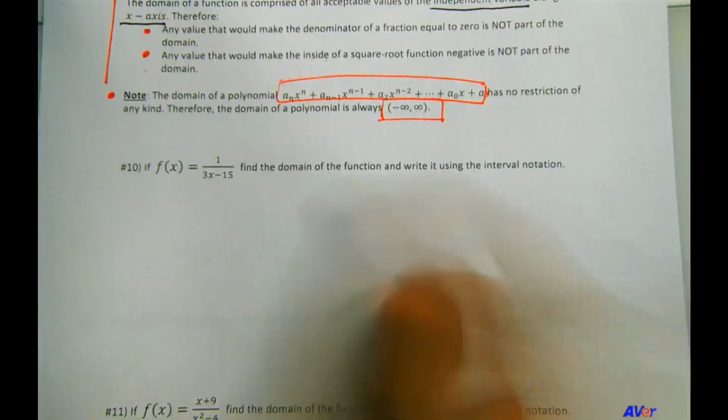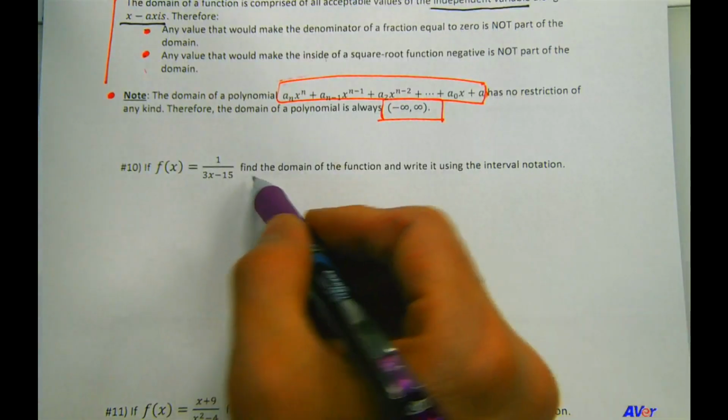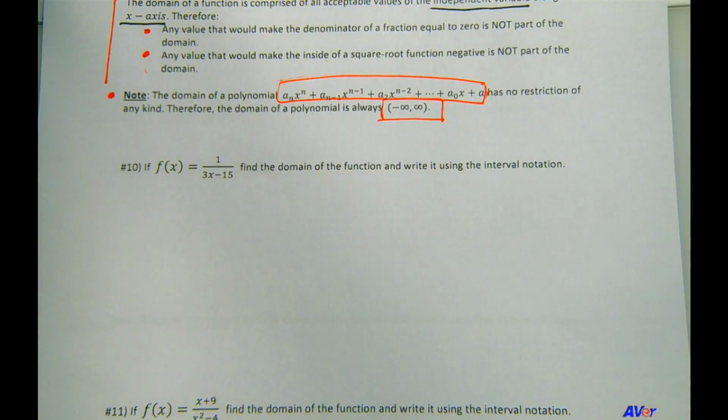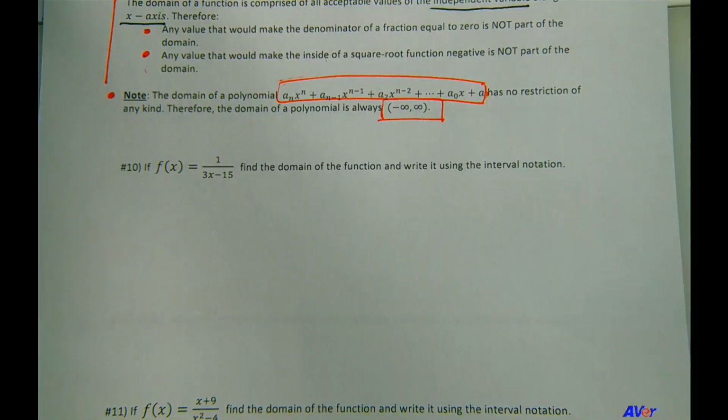Okay, so the first example says find the domain of the function and write it using the interval notation. And I hope that you pause the video at this point and solve this on your own and then come back to the video again. I'm counting on you to be doing that.